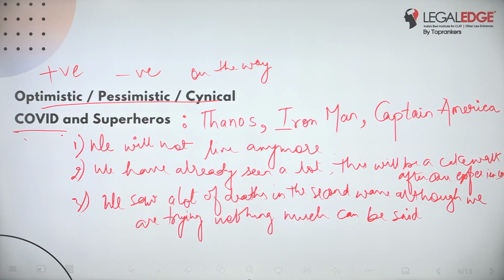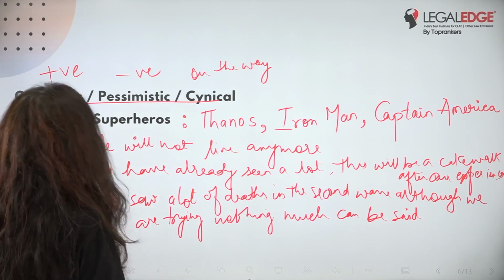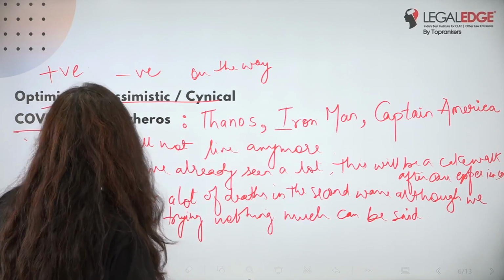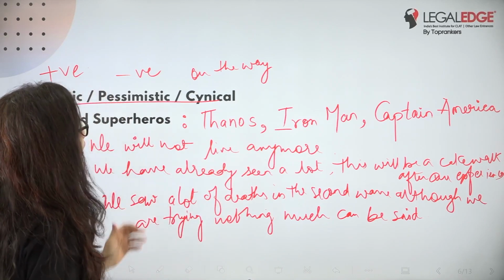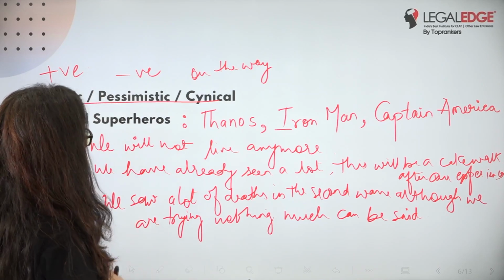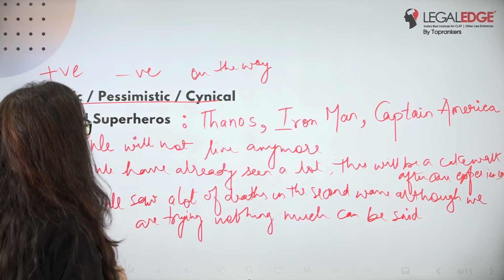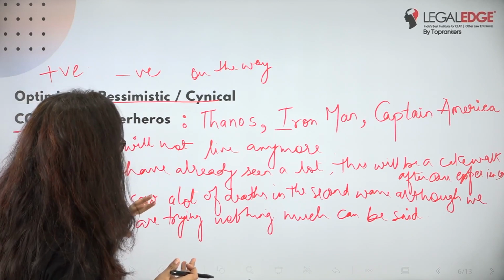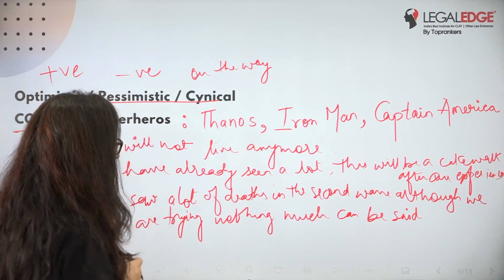See, the first sentence is we will not live anymore. हम कहीं जिंदा ही नहीं रहेंगे. Next says we have already seen a lot. This will be a cakewalk after this experience. And third says we have seen a lot of deaths in the second wave. Although we are trying, but nothing much can be said.